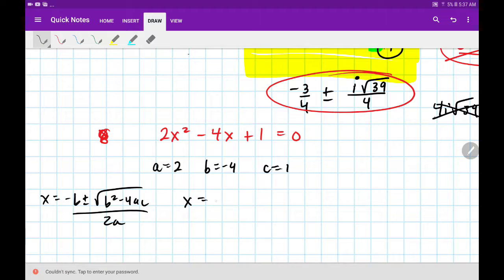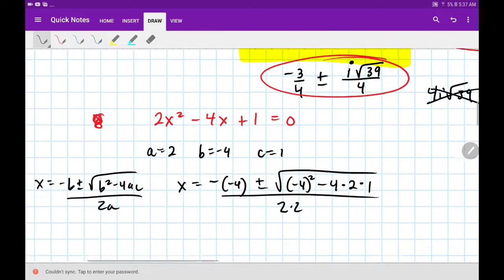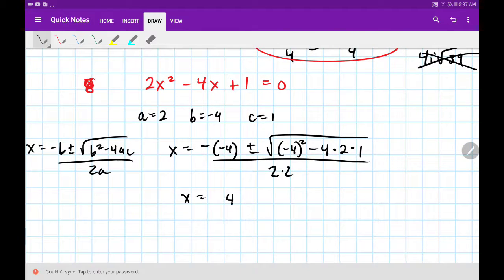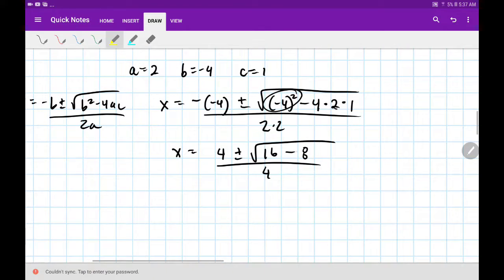So x equals negative b, which is negative 4, plus or minus b squared. Remember, your b always goes in parentheses, especially when there's a negative. b squared minus 4 times a times c, all over 2a. Next, that's 4 plus or minus. Now negative 4 times negative 4 is positive 16, minus 4 times 2 is 8, times 1 is 8. Okay, now we still have to simplify this part.